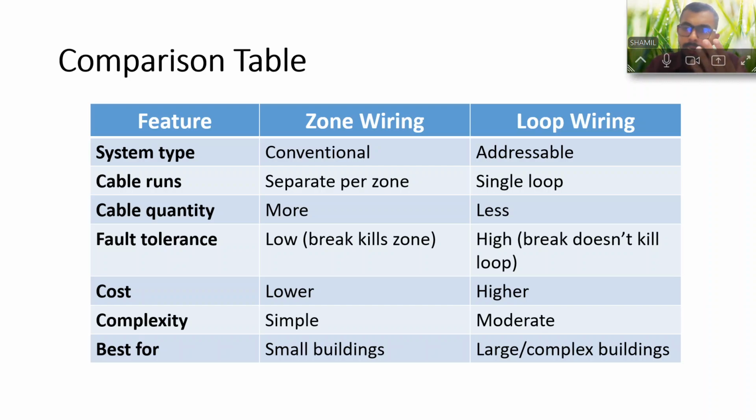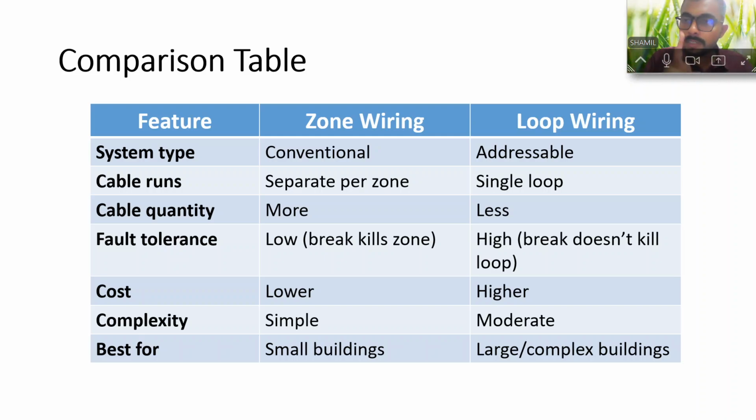So let's compare both the zone wiring and the loop wiring. The zone wiring is used in the conventional system, whereas loop wiring is used in the addressable system. In zone wiring, you need to have a separate circuit for each zone, whereas in loop wiring, it's just a single loop. It starts from the panel, goes through all the devices, and returns back to the panel. The cable quantity required for the zone wiring is more, whereas in loop wiring, it is less.